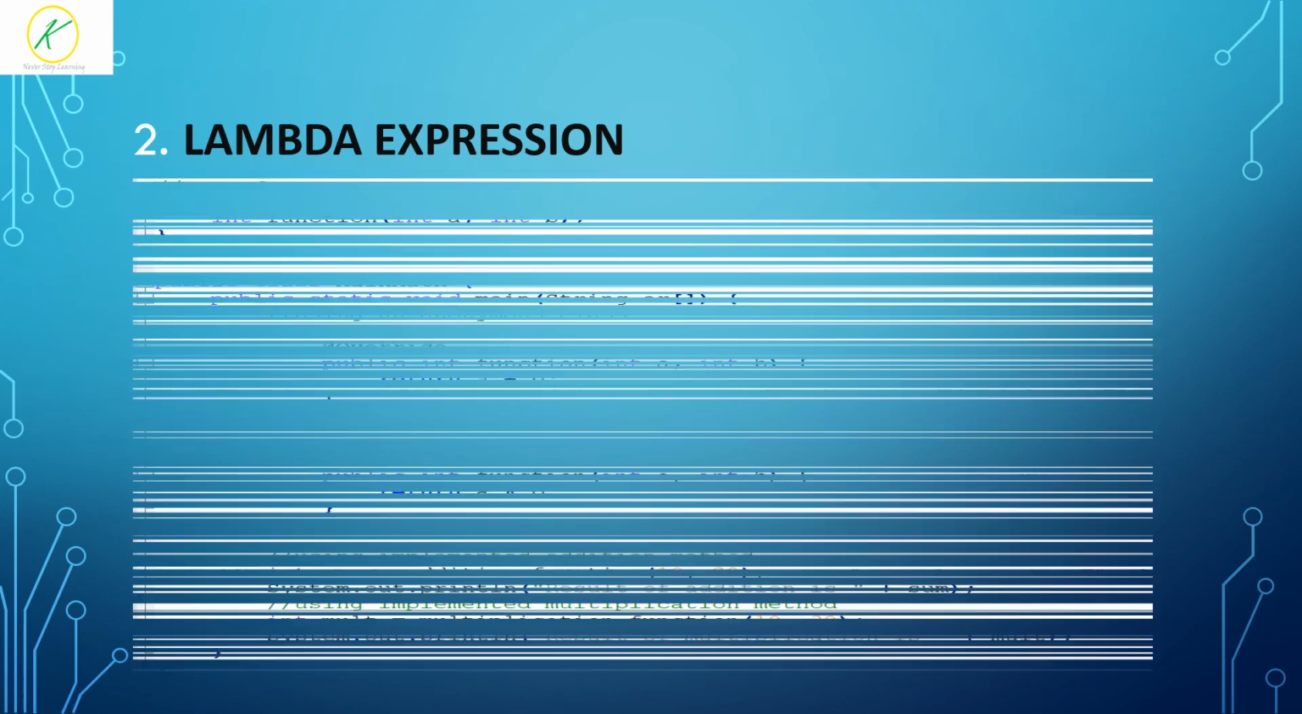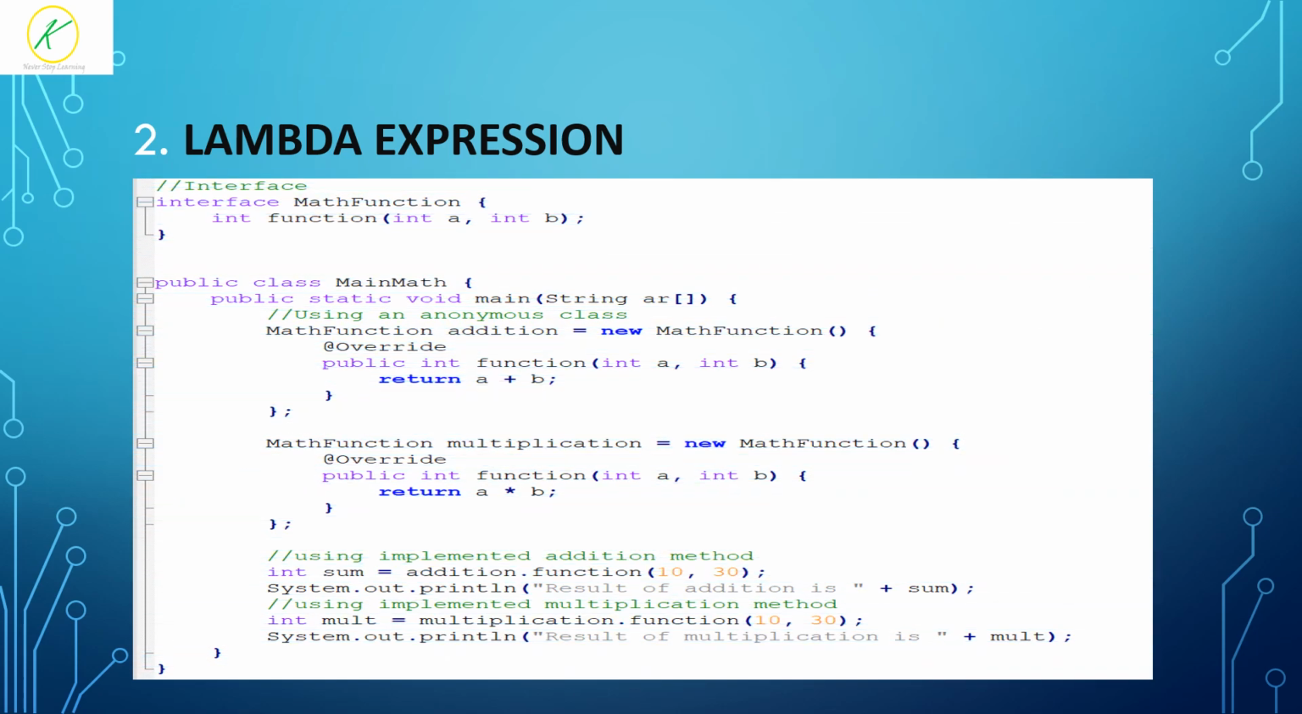Traditionally, if you wanted to implement a simple interface with a single method, you might use an anonymous class. Let's say we have an interface MathFunction with a method operate(int a, int b) that we want to implement. Inside the main Math class, we create an instance of the MathFunction interface using an anonymous class. This anonymous class implements the operate method to perform addition, return a + b, and multiplication, return a * b. Now enter lambda expressions.